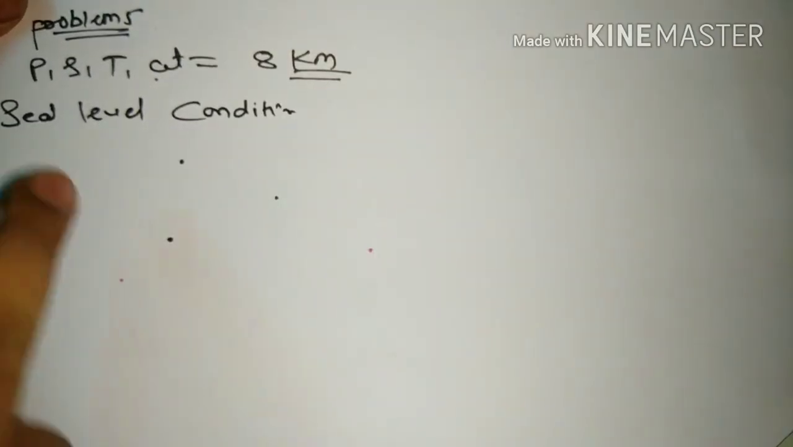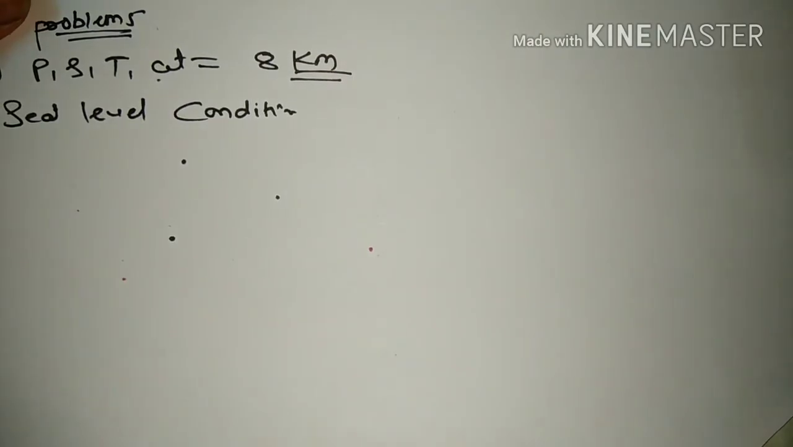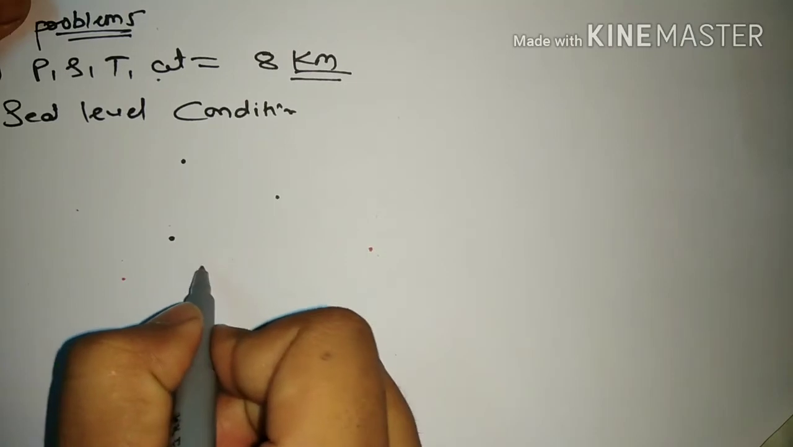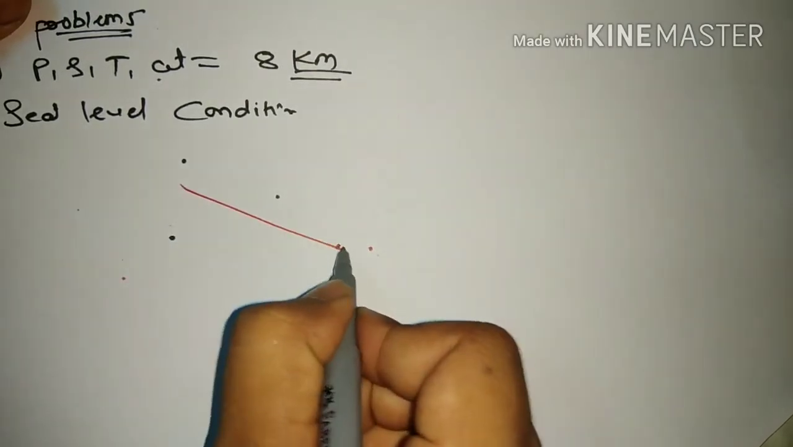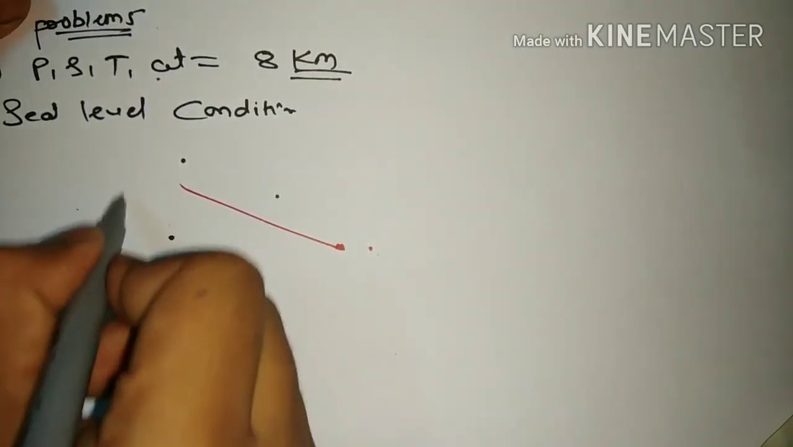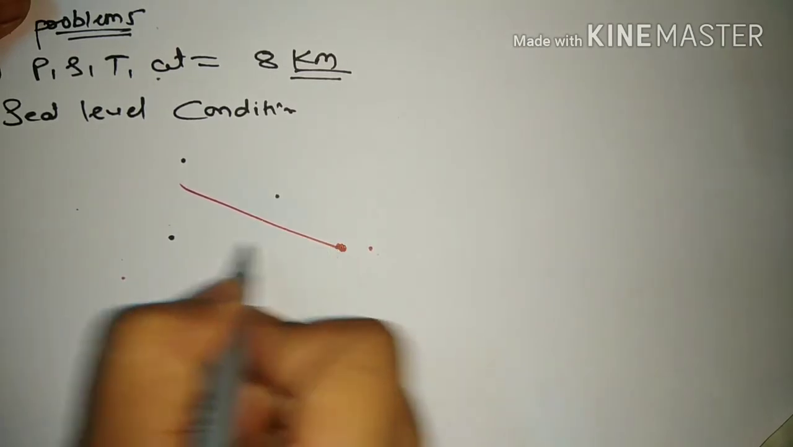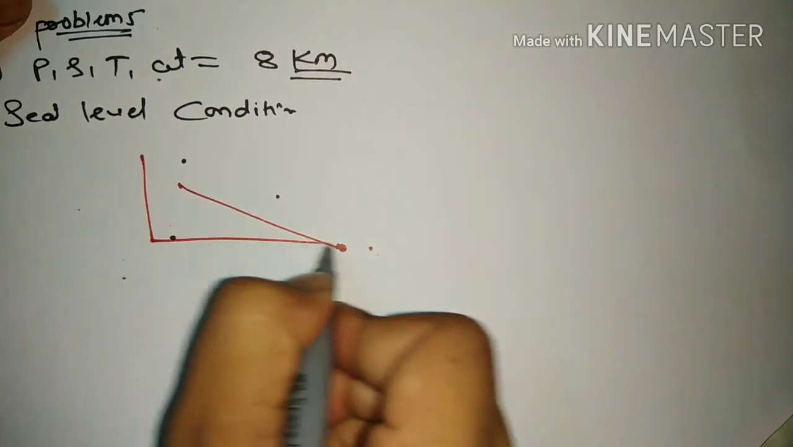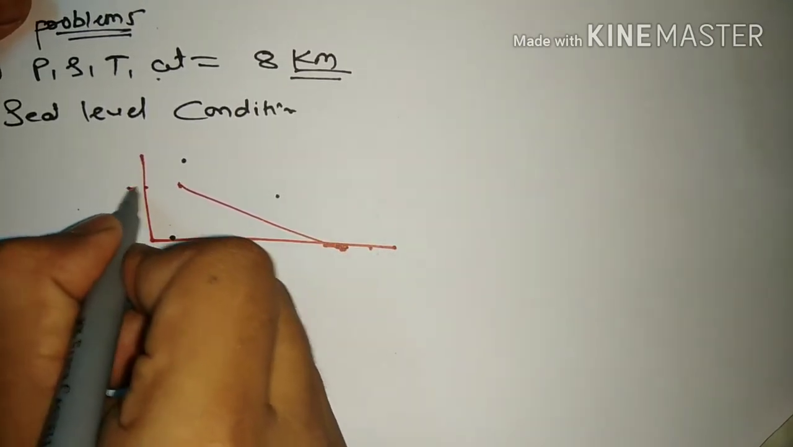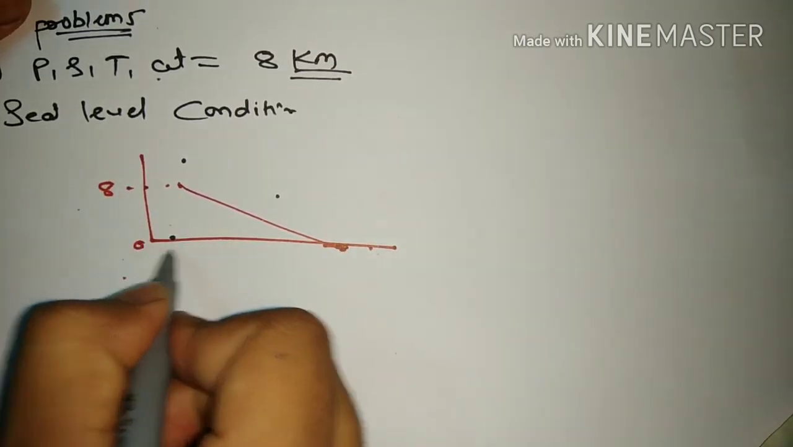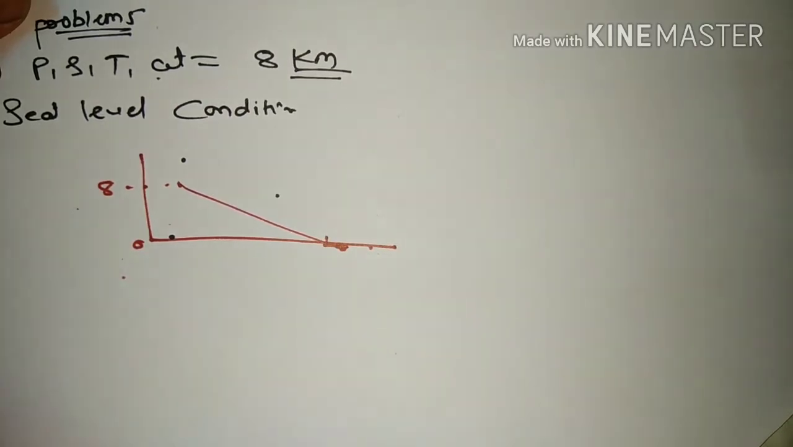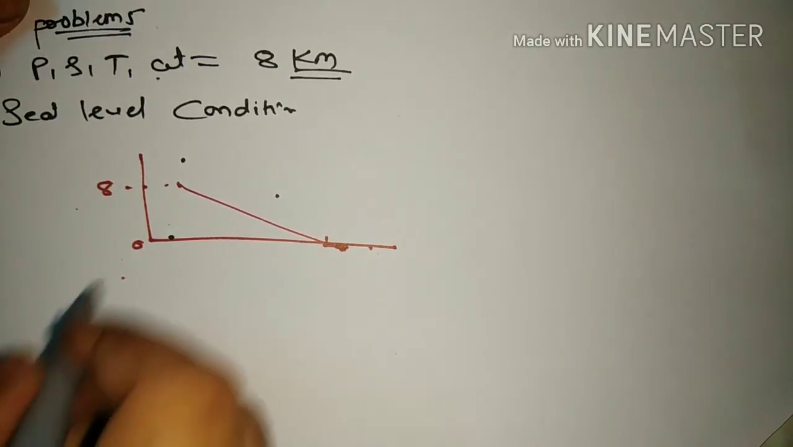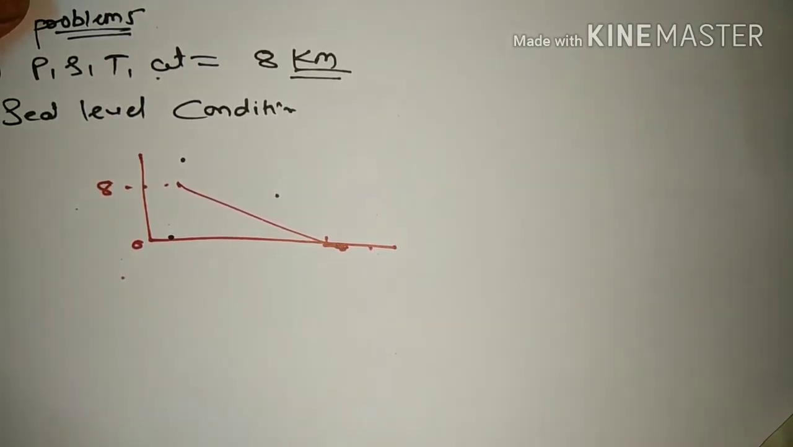Always remember this sea level condition. These are the reference values. This is the height versus altitude diagram. This is the decreasing temperature. This is sea level, this is 8 kilometer, this is kilometer 0, and this is the temperature. So temperature is decreasing, right? Sea level conditions are always the reference values.